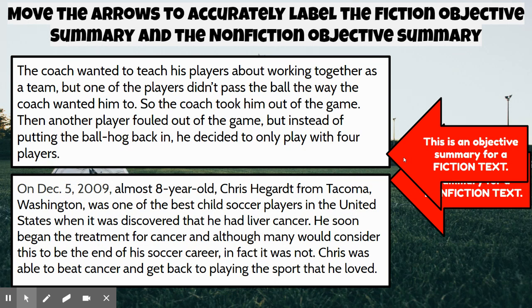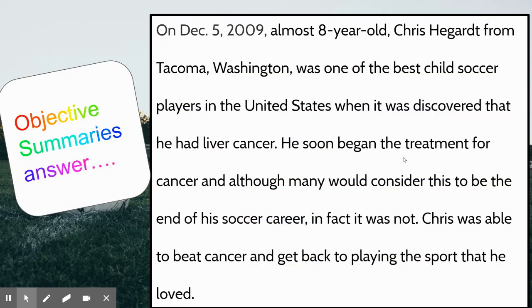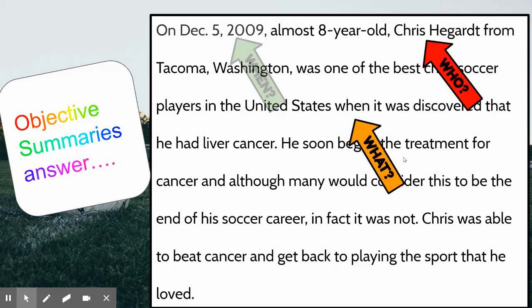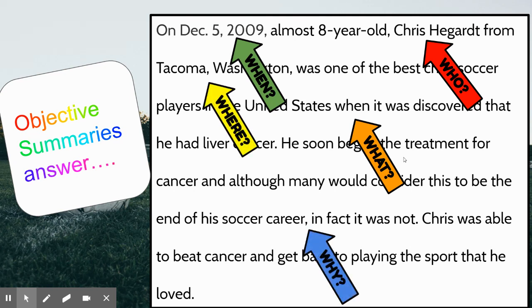Okay, another little practice arrow thing for you to do. So just be prepared to do that on the Pear Deck. And then I wanted to talk to you about objective summaries. What do they answer? They answer the who, they answer the what, they answer the when, they should answer the where, and they should answer the why. Okay, so that's what you're looking for when you're reading a text, and that's what you want to include in your own personal summary.